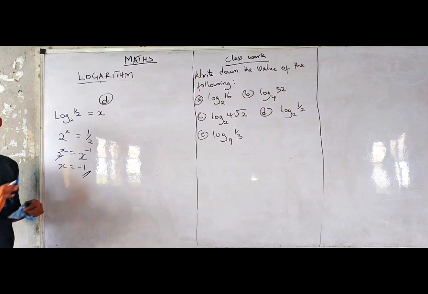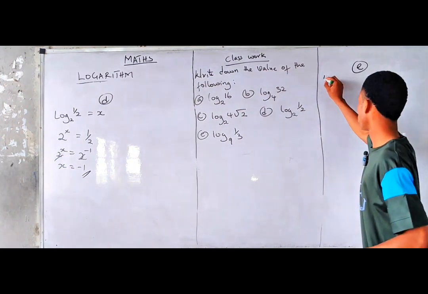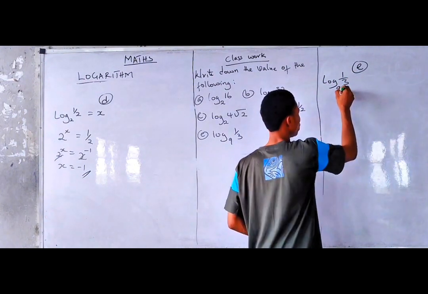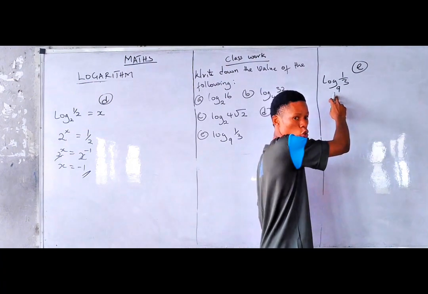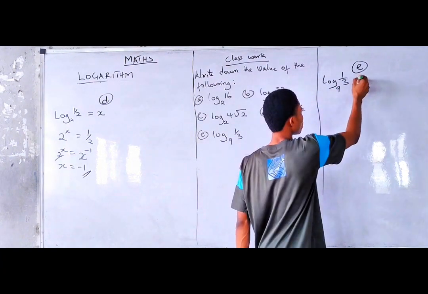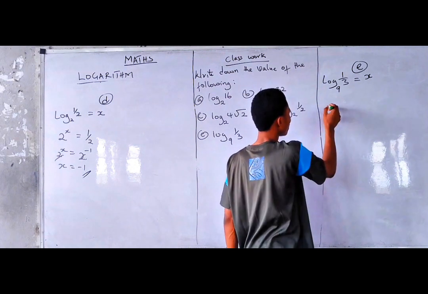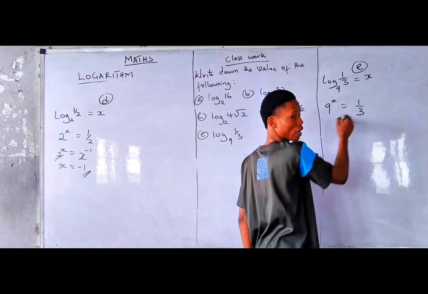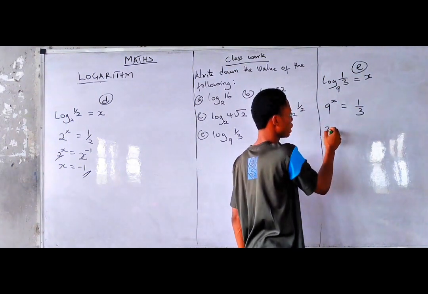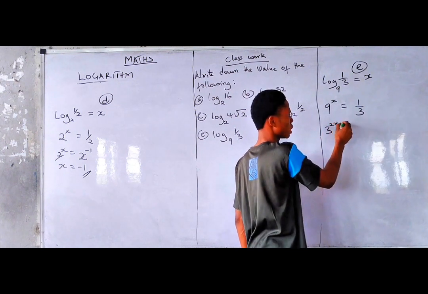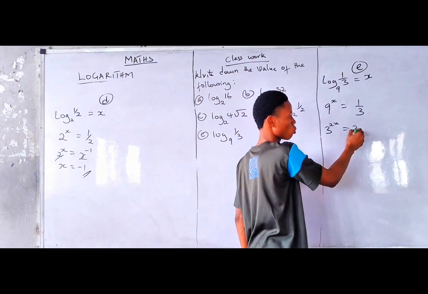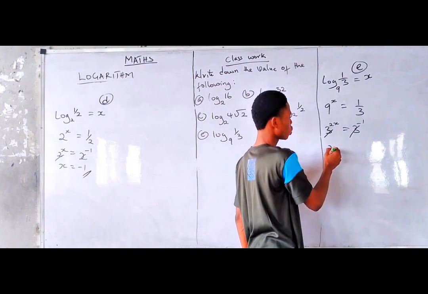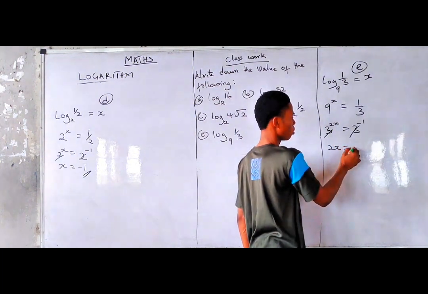That's all. Nothing else. Alright, so E says log 1 over 3 in base what? In base 9. 9 raised to power what will give us 1 over 3? That is the equation. Equate it to an unknown, x. Next is 9 raised to power x give us 1 over 3, right? And you know 9 is the same thing as 3 raised to power 2, and 1 over 3 is the same thing as 3 raised to power minus 1, right? 3 cancels 3, right? 2x is equal to minus 1.